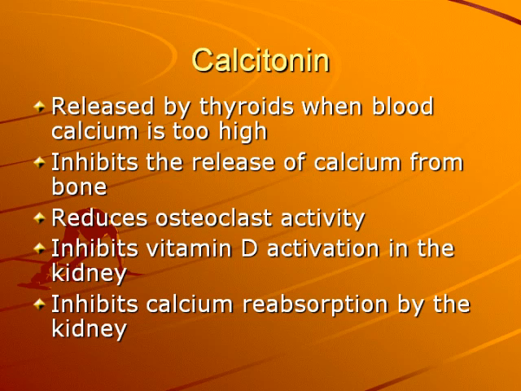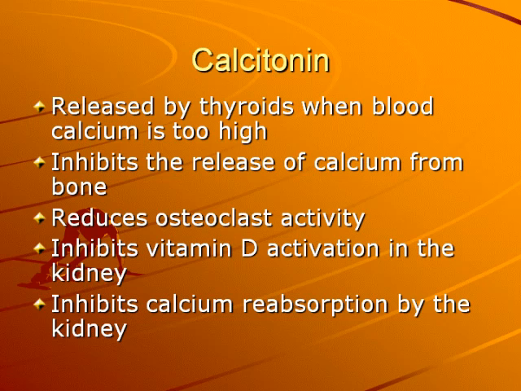So we talked about how we would raise our calcium level in the blood, but how would we decrease that calcium level? What happens when our calcium level is too high? There is another hormone called calcitonin, which will actually come into play when our blood calcium is too high. It's released by the thyroid, and it actually inhibits or stops the release of calcium and phosphate from the bone. It reduces osteoclast, or those bone-chewing cells, activity. It inhibits vitamin D activation in the kidney, and it stops or inhibits calcium reabsorption by the kidney.